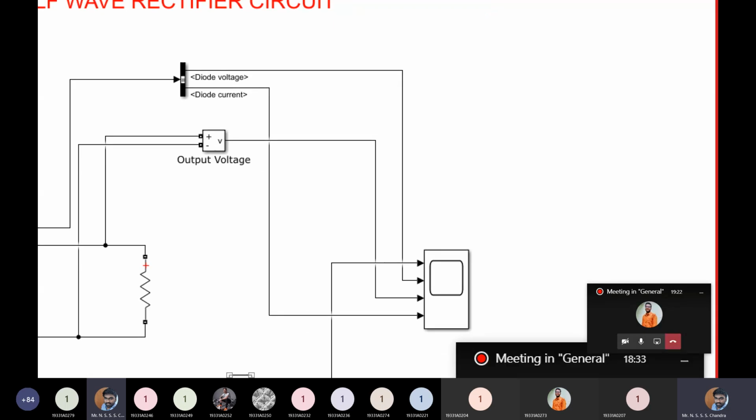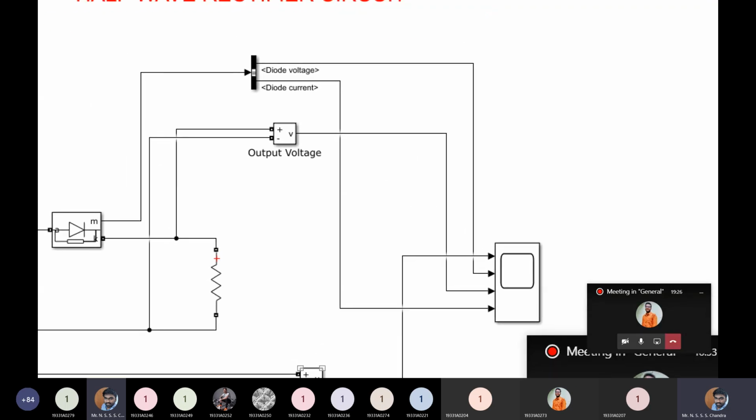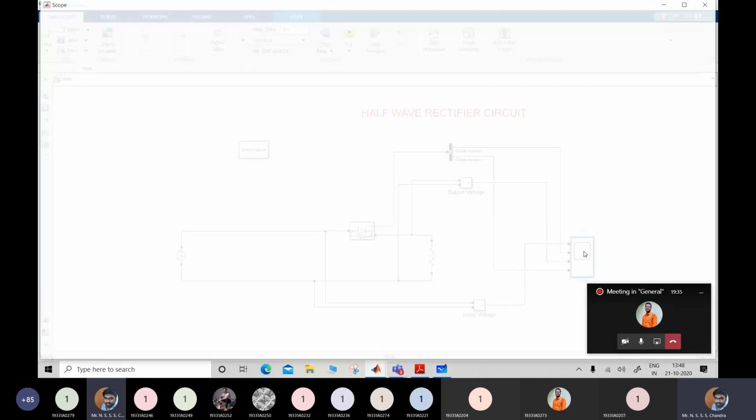All these four signals I'm giving to a block called scope. By default, the scope will have only one axis. Now I can choose the number of axes by clicking on the scope.